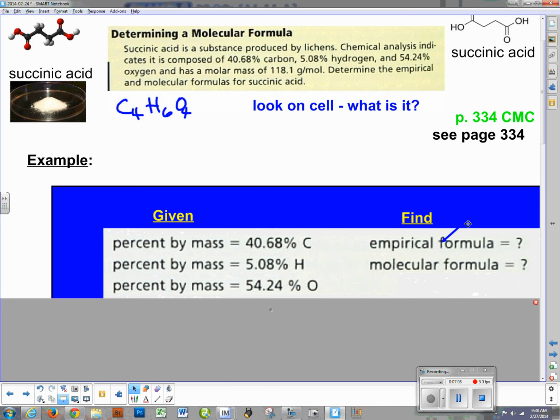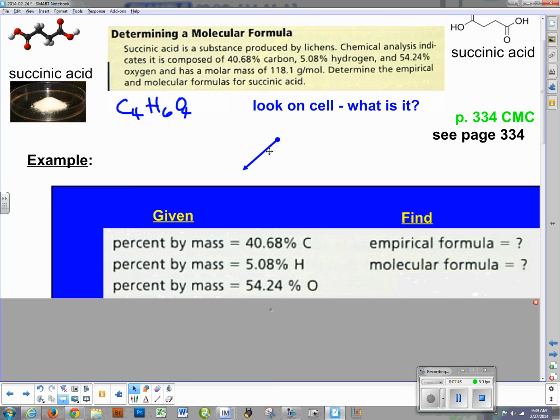And you can see we're looking for the empirical formula because it said that right here. Are you all with me? The molecular formula, which it says right here, and then the percent by mass of each of the elements. Okay, and the percent by mass is 40, 5.08, and 54.24. But wait a minute. This says mass. But up here it says percent. Anybody catch that? Okay, it's different.